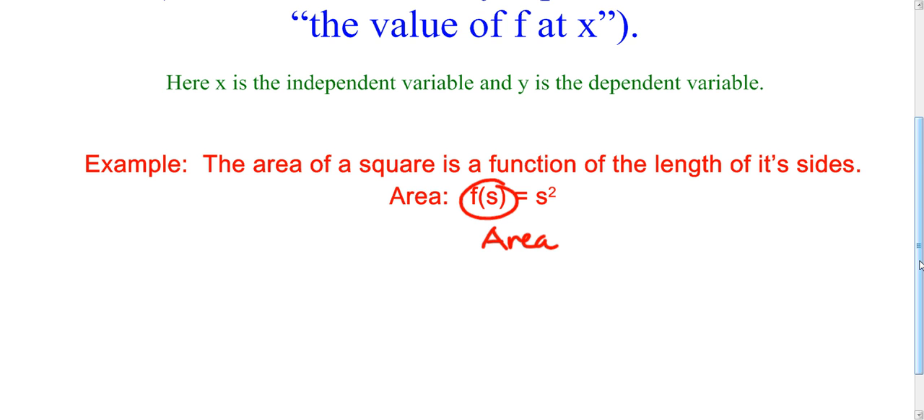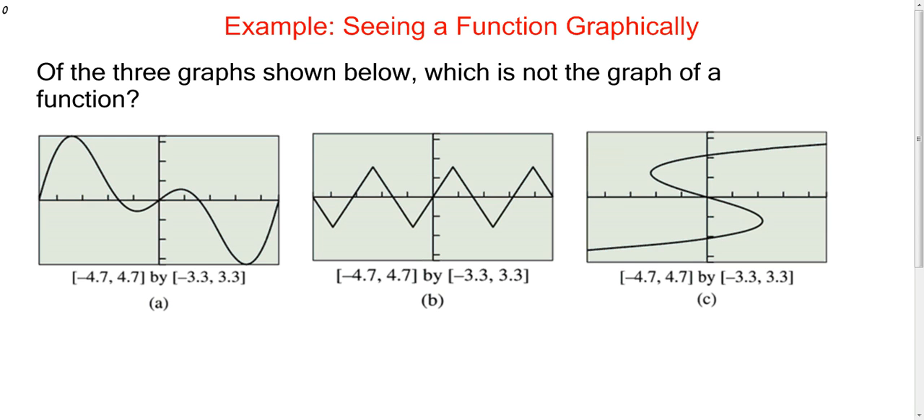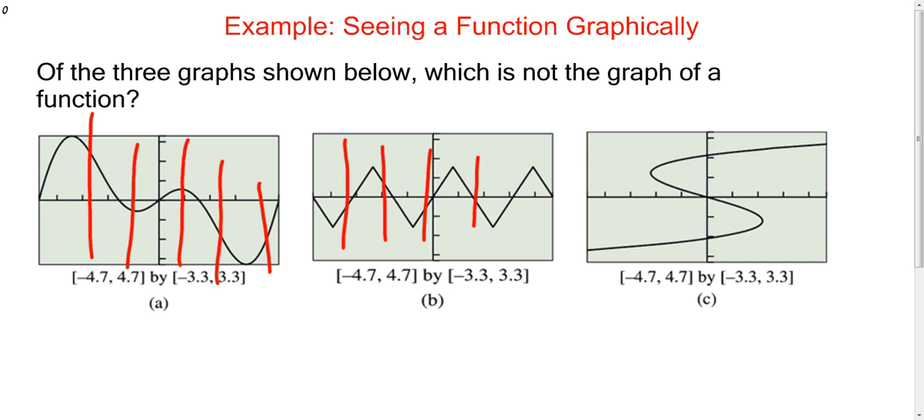One way to see if something is a function is to see if it passes the vertical line test, which is to draw a vertical line anywhere on the graph, and it can only cross the graph in one point. So these are graphs. If I draw a vertical line anywhere, it only ever crosses in one point. And so this does pass the vertical line test, and it is a function. This one also passes the vertical line test and it is a function, but this third one fails the vertical line test because it crosses in more than one point, and so this one is not a function.